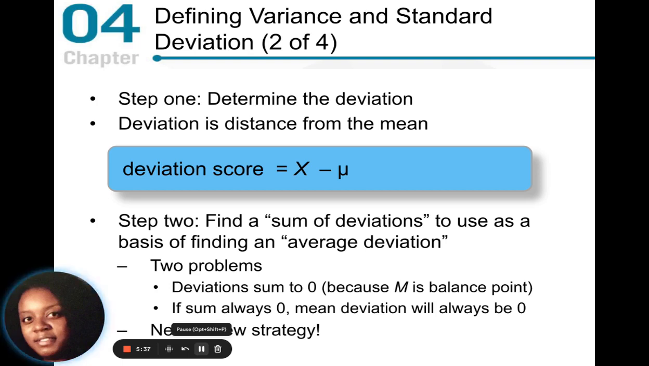There could be two problems with that. The deviations could sum to 0 because M is a balance point, or if the sum is always 0, that means that the average deviation is also going to always be 0. So it's always good to have a different strategy for figuring out how much the score deviates from the mean.